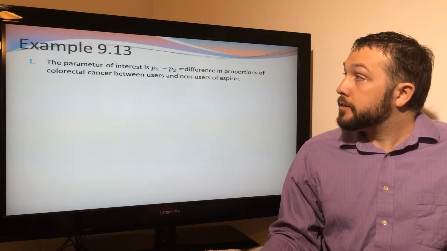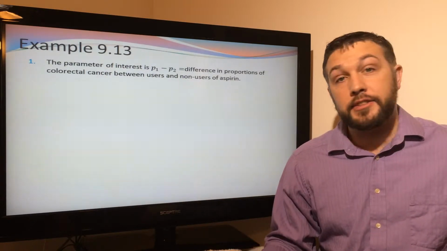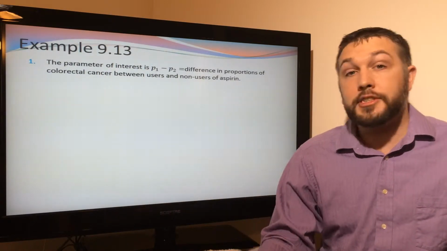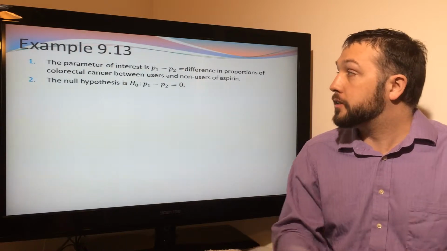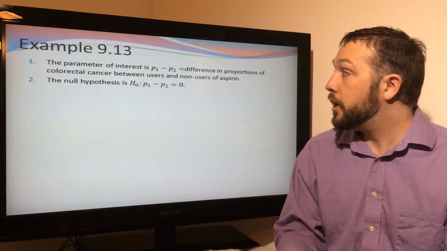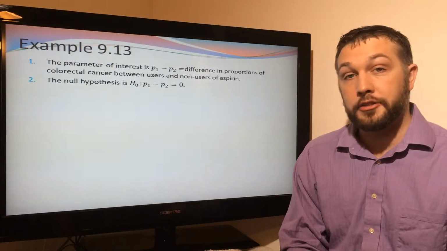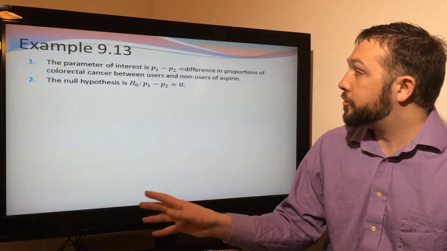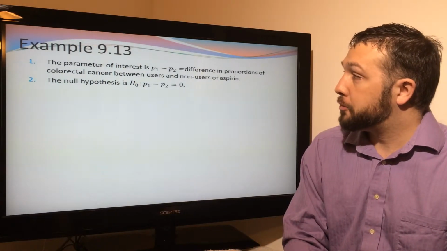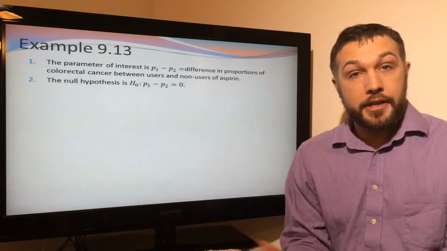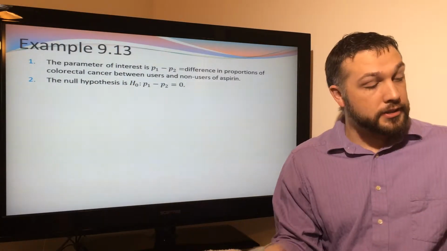So let's lay this one out very carefully. Let's do the 7-step procedure. The parameter of interest is P1 minus P2. That's going to be the difference in proportions of people that died of colorectal cancer from those who use and do not use aspirin. The null hypothesis, I think the proportions are equal. Let's see if I'm right.